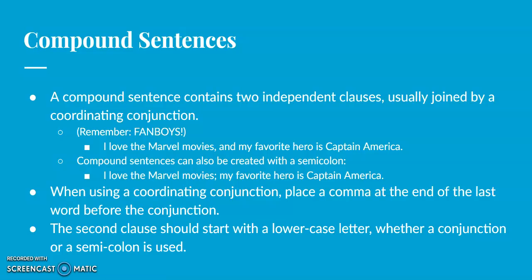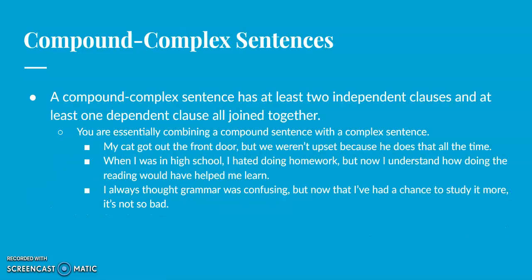But what if you have a really complicated idea, one that you're struggling to express, or something that just sounds better, all put together because it cuts down on repetition? Here we come to the most complex form of sentence construction, the compound complex sentence. A compound complex sentence has at least two independent clauses and at least one dependent clause. This essentially combines the compound sentence with the complex sentence.